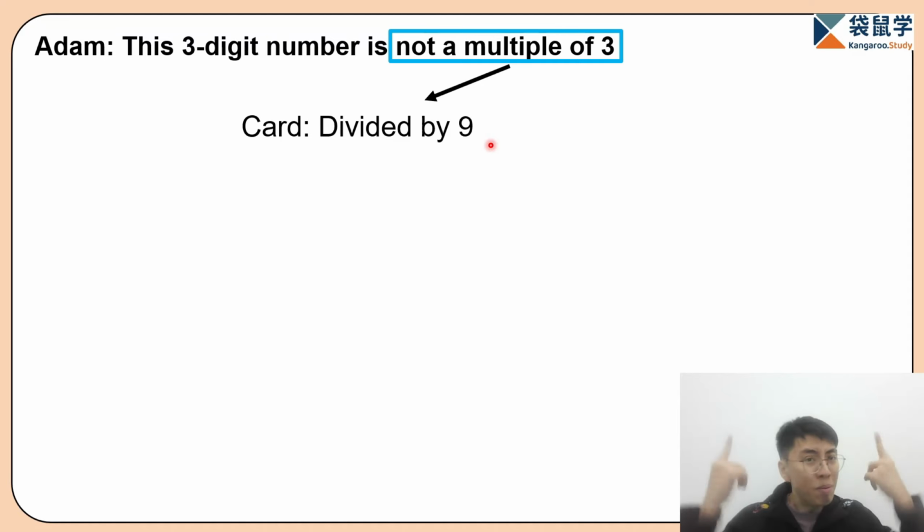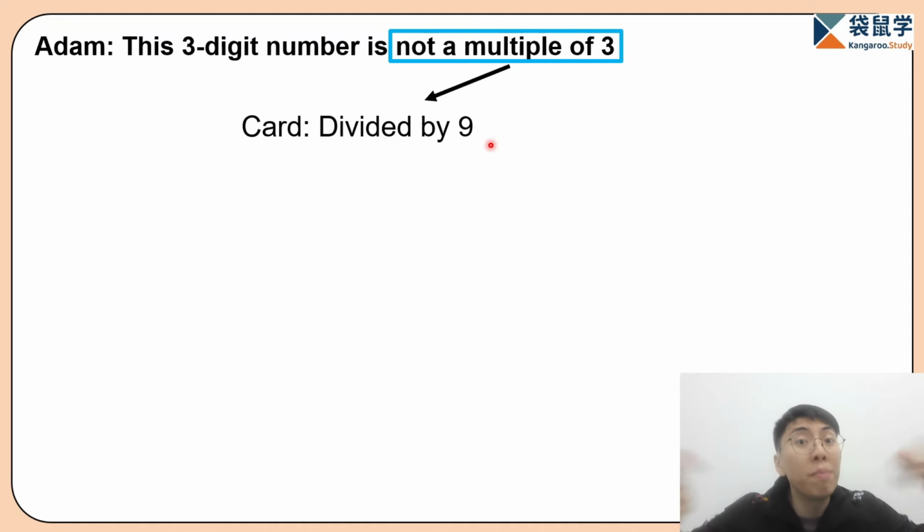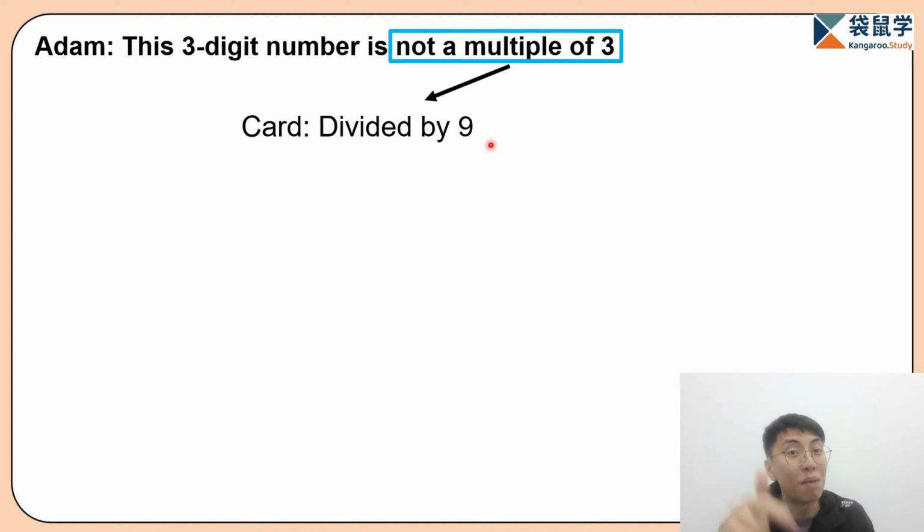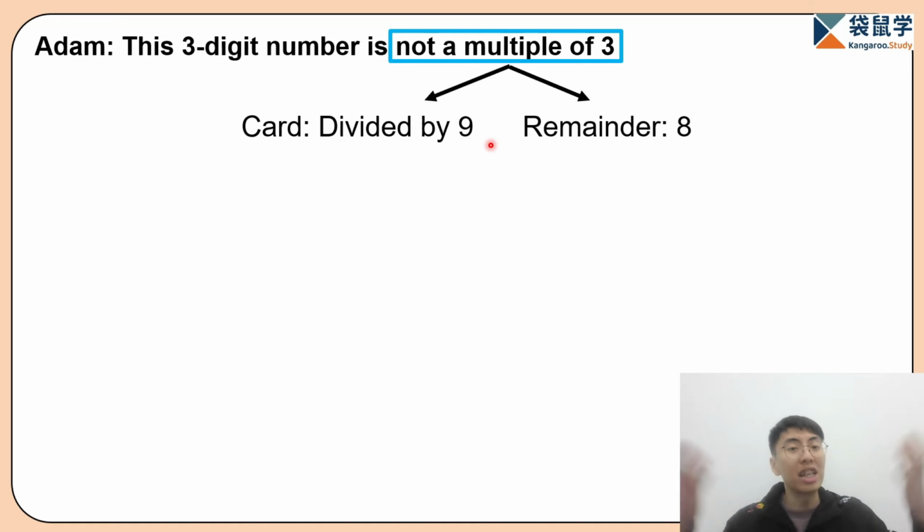Why? Because if he got a remainder of 8, can it ever be possible that this number is divided by 7 or 8? The answer is, of course, not, because our remainder can never be bigger than our divisor. And hence, we know that the remainder he obtained is just going to be 8. So that is all about Adam.